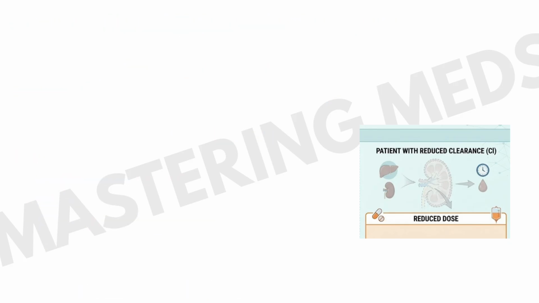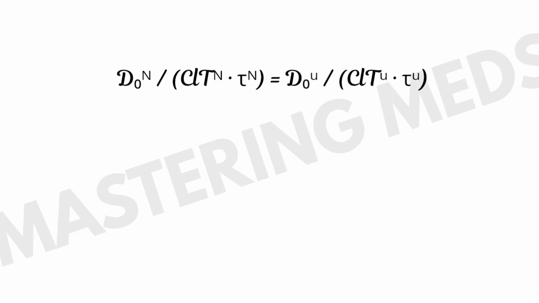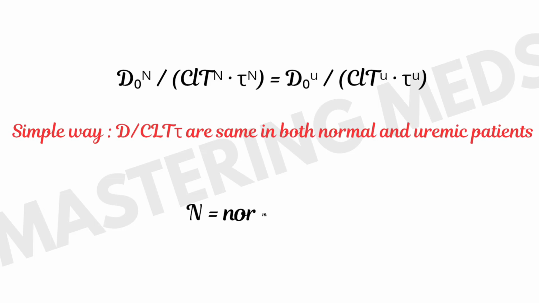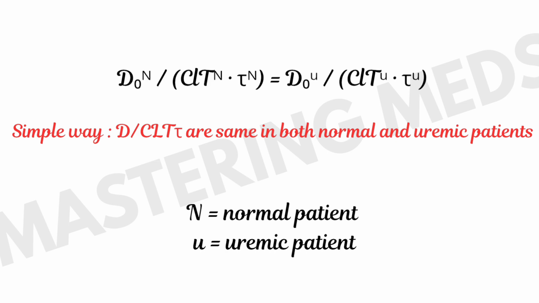Now, since we want this concentration to be equal in both normal and uremic patients, we write D0 normal over CLT normal tau normal equals D0 uremic over CLT uremic tau uremic. This simply means the dose divided by clearance and interval should give the same result in both patients. Now comes the practical part.